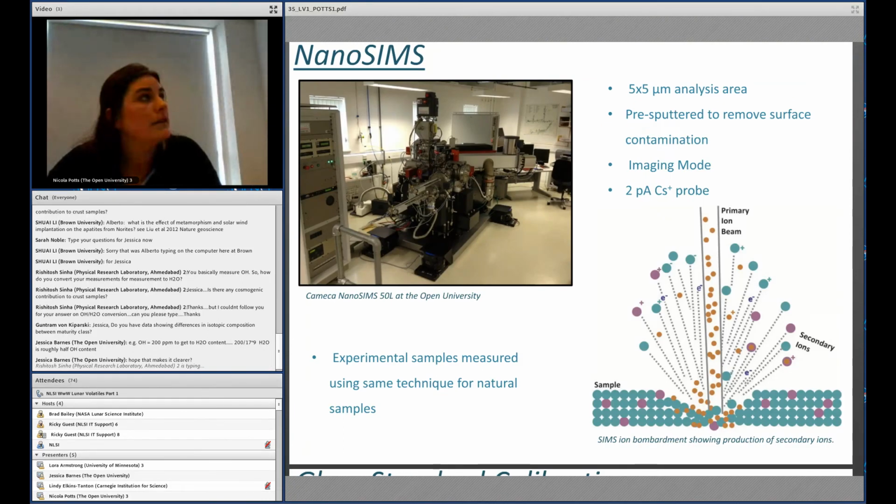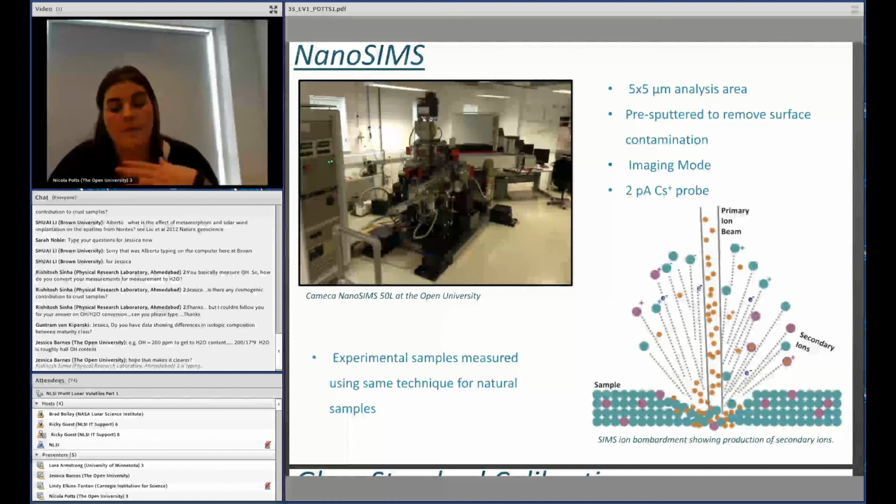The samples have then been measured on the NanoSIMS, which is, as Jess was saying, a secondary ion mass spectrometer. We use the cesium plus probe, which bombards the crystal surface, and then we can measure the secondary ions which are released from this. We pre-sputter the surface before measurements to remove any contamination, and we've been using it in imaging mode due to the size of the apatite crystals.